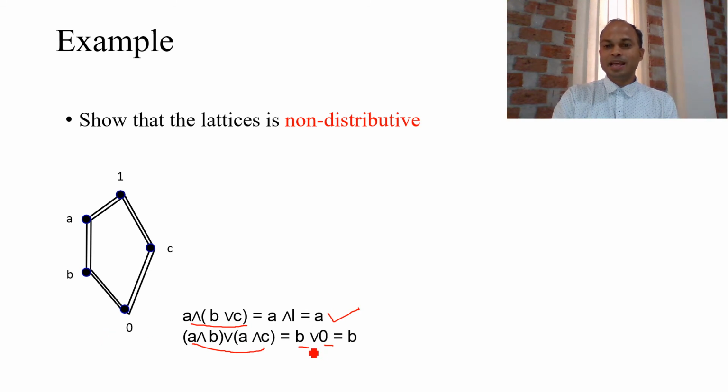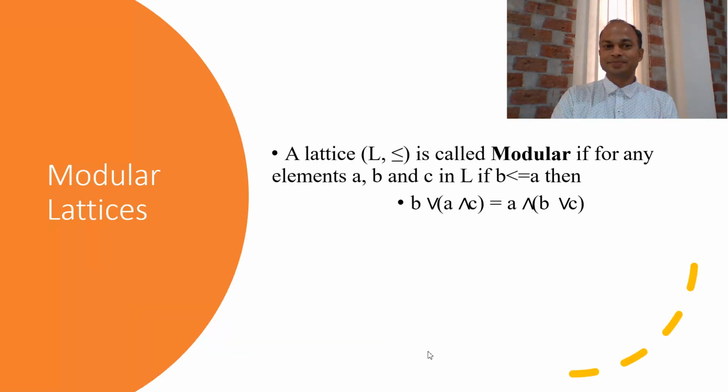Similarly, B union 0 equals B. For B union 0, the least upper bound of B and 0 is B. So we are able to write it. We see that this value and this value are not the same. Therefore, this is not a case of a distributive lattice.